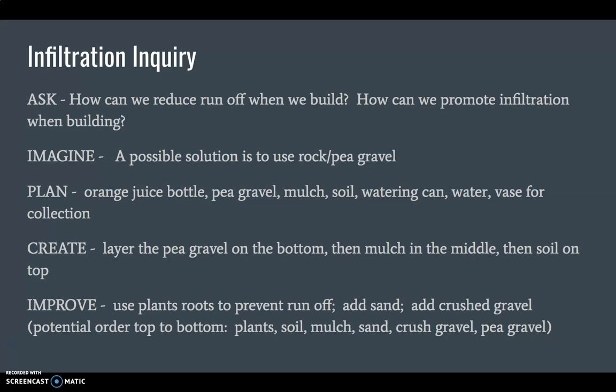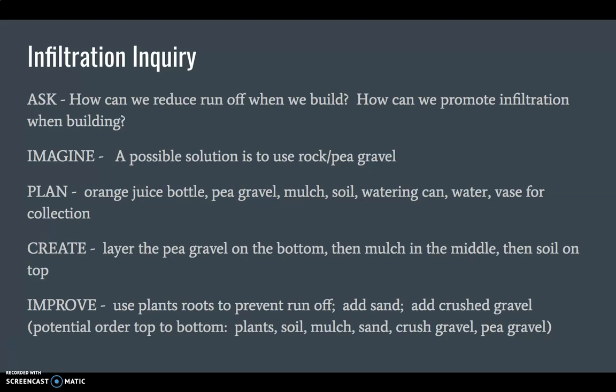So my plan was I used an orange juice bottle, pea gravel, mulch, soil, a watering can, water, and then a vase for the collection. To create it, at the bottom of the juice bottle, I used a layer of pea gravel, and then I put mulch in the middle, and then I put the soil on top. I put the soil on top because that's where we would actually put our plants. And then I used mulch as just a layer to represent, like, if we put sticks or something a little thicker underneath the soil, and then the pea gravel at the bottom.